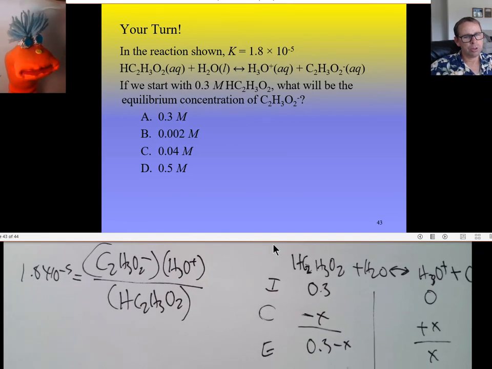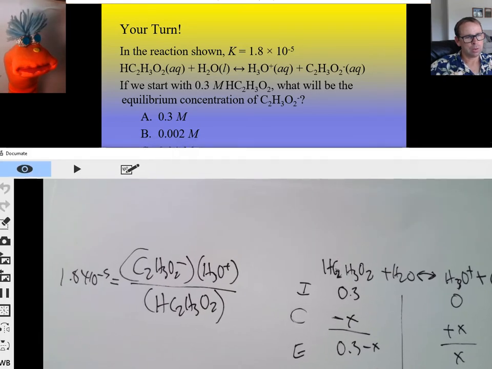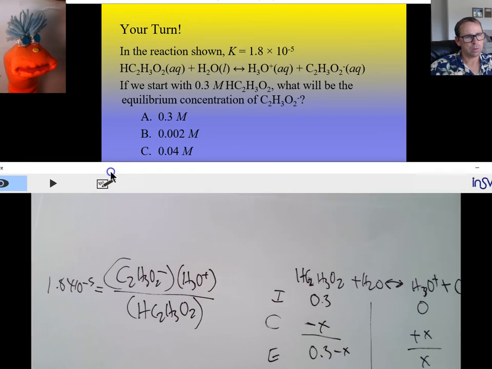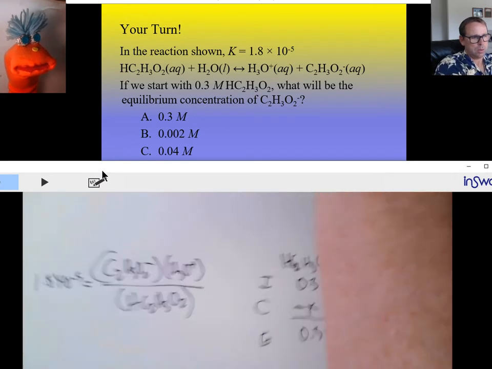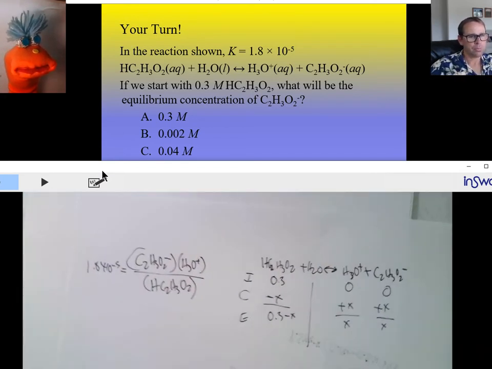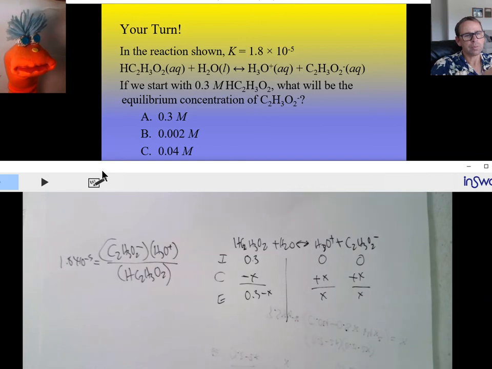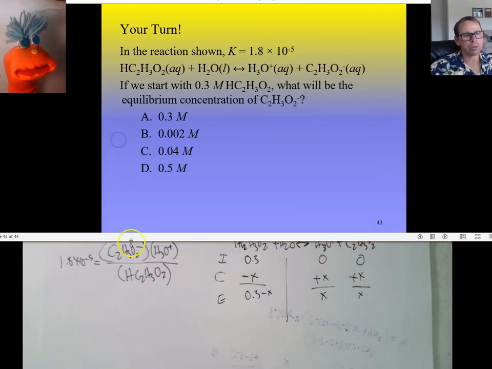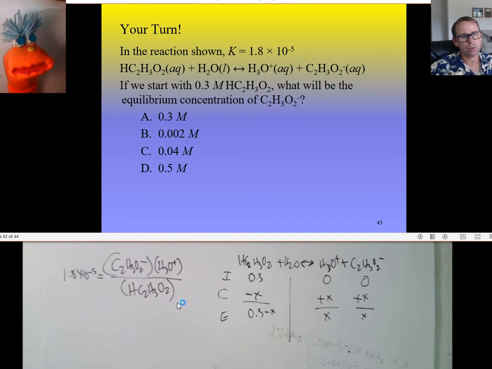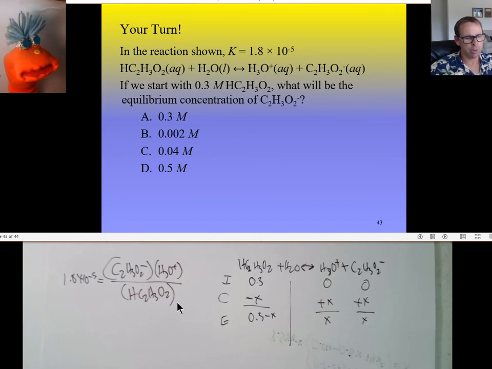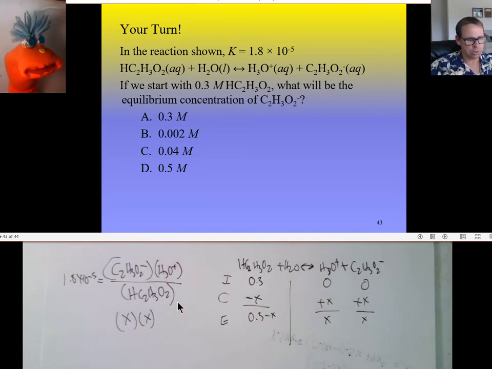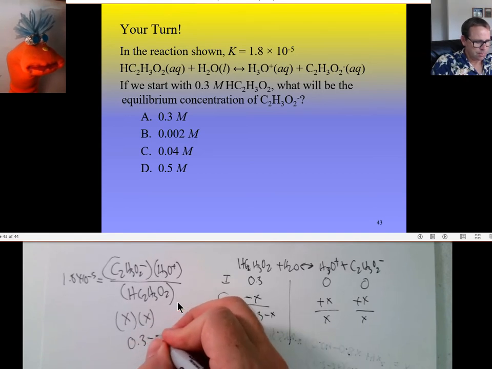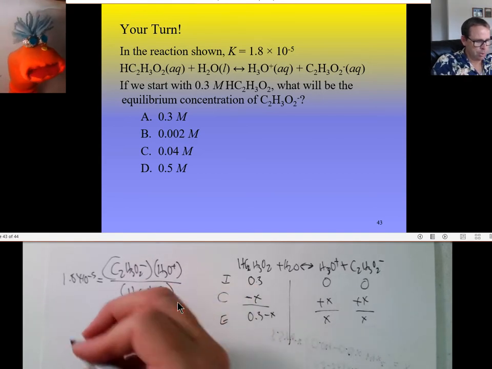Okay, now you can put in those equilibrium concentrations. The equilibrium concentrations are for the acetate ion X, for hydronium ion X. Okay, X times X over 0.3 minus X equals 1.8 times 10 to the minus 5.